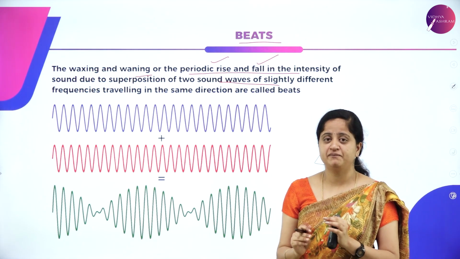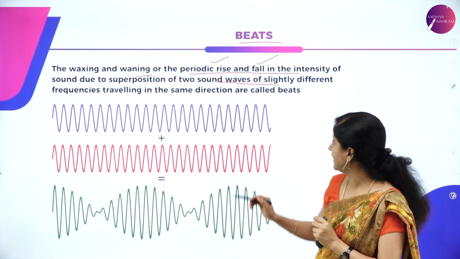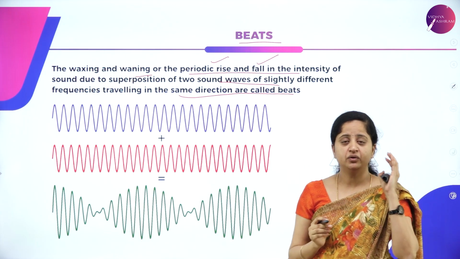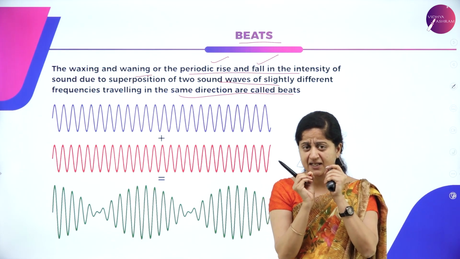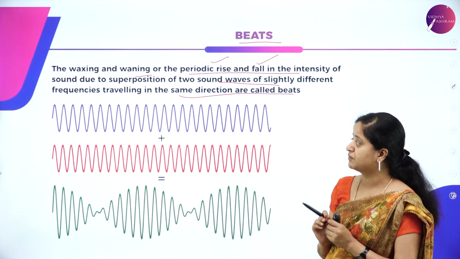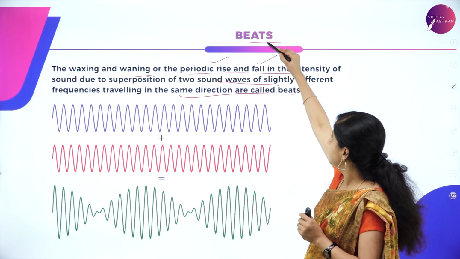And in the formation of beats, we need to understand that the two waves are traveling in the same direction. When two waves of slightly different frequencies travel in the same direction, due to their superposition, the periodic rise or fall in the intensity is called beats.